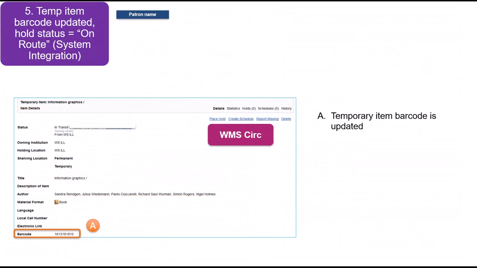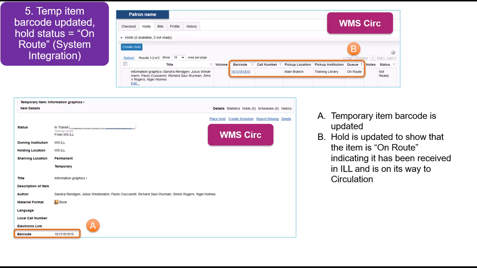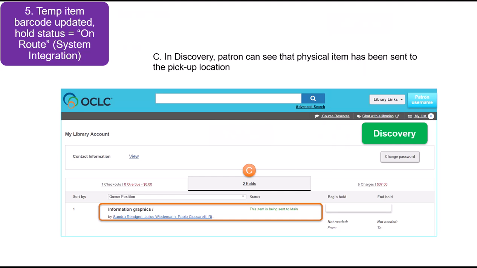Step number 5. Now you can see in WorldShare Circulation that the system has updated the barcode with the new information. And you can see in the patron account under Holds that the barcode is updated as well and the status changed to On Route, going to the circulation desk. The patron can see under the account that item is en route.